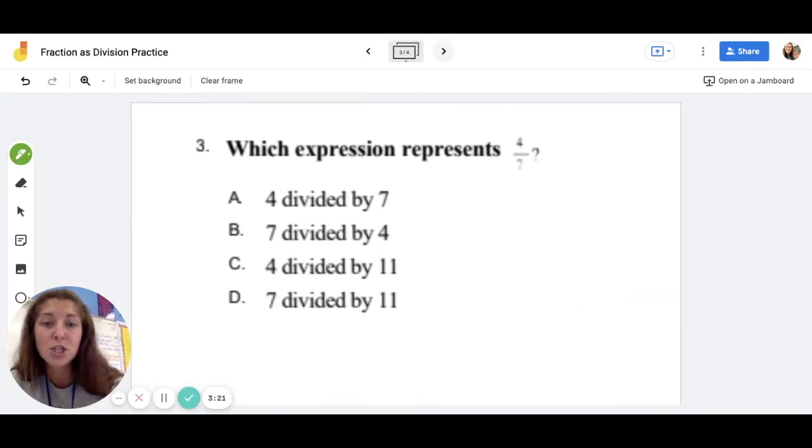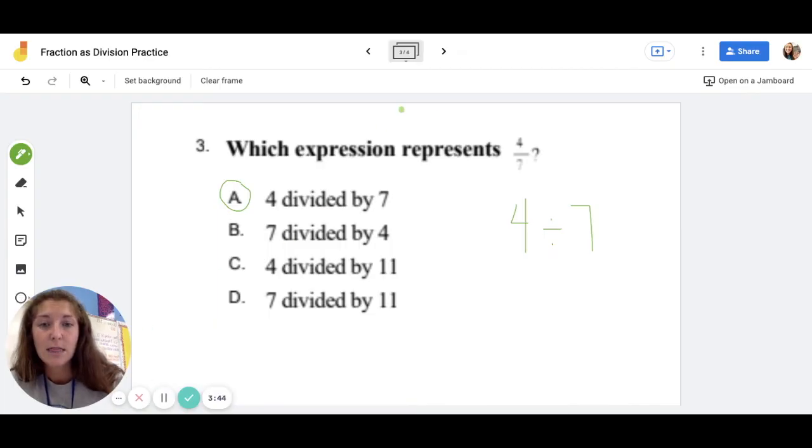Next question says, which expression represents 4/7? So that fraction is 4/7. If you remember correctly, we would write that as 4 divided by 7. So which problem says exactly what I've written there? 4 divided by 7. Answer choice A is correct.